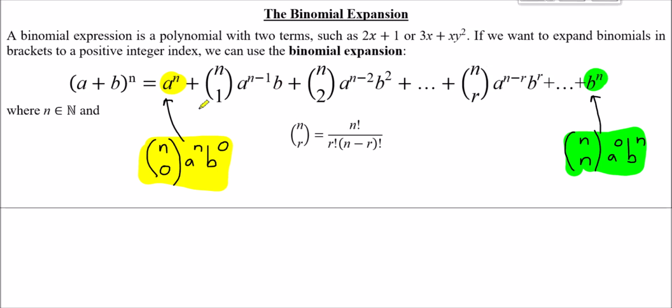So just a few things to mention. This here, where we've got the brackets, remember n choose 1, whoops, or n choose 2, generally you can define it as this. n choose r is n factorial over r factorial multiplied by n minus r factorial. Your calculator does all the legwork for you.